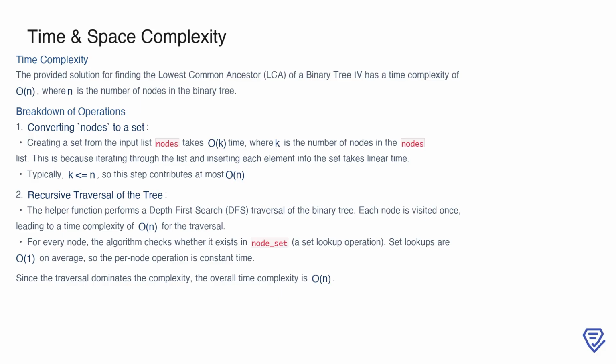Next, the recursive traversal of the tree, which is a depth-first search, visits each node exactly once. For every node visited, the algorithm performs a constant time set lookup to check if the node exists in the set. As a result, the traversal dominates the overall time complexity, making it O(n).